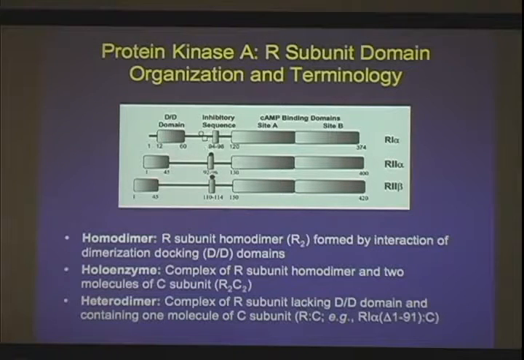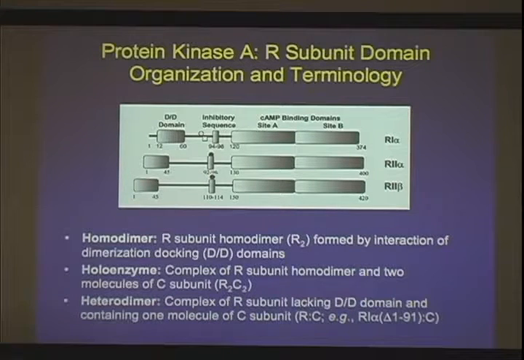There's the inhibitory sequence. You heard a little bit about this yesterday. This is the region that resembles the substrate and fits into the catalytic site and inhibits the catalytic activity of the C subunit, and it also contributes to the binding energy. Site A is the first site of the AMP binding domain, and this, in combination with the inhibitory sequence, is the minimal critical sequence or structure to inhibit the C subunit and bind and dissociate in a cyclic AMP-dependent manner.